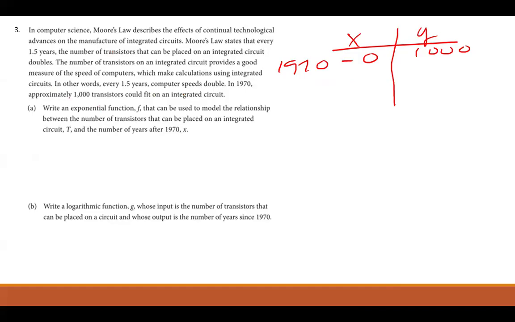And it said here that every 1.5 years, it did what? On average, it does double. So if in 1970, which is our 0, in 1.5, that becomes what? 2,000, because the transistor power has doubled. From this alone, do I have enough to establish what my exponential function could be? I do have enough to establish.